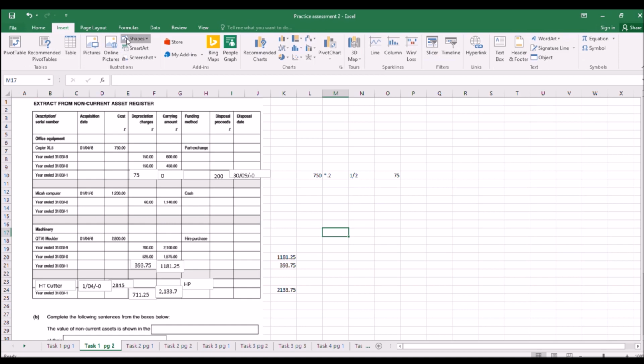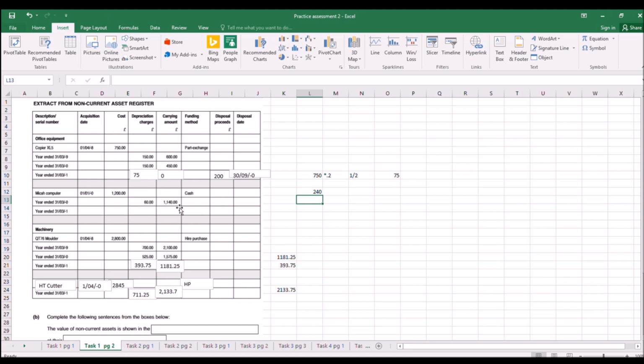So let's just insert our disposal proceeds as well. Also, we put those in already. We've done our disposal proceeds and our funding method. There we go. That's that one done. And then we got this one here, and we just need to make sure that we don't do anything silly, like this could have been part of the year. So let's just check. Right, no, it will be equals 1200 times 0.2. That's 240.